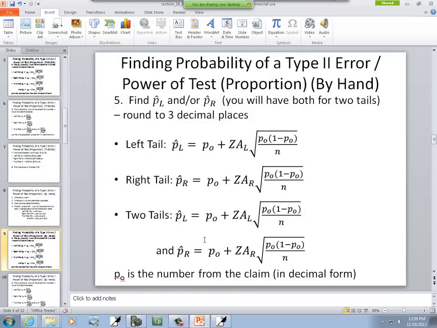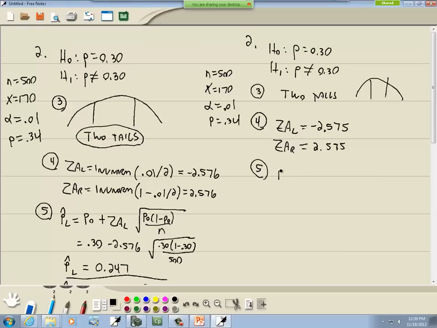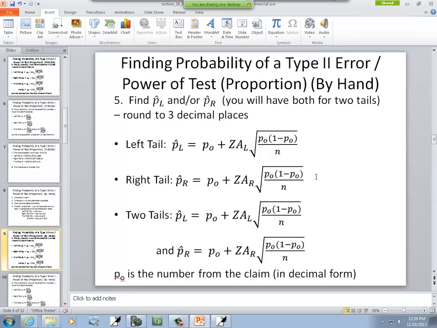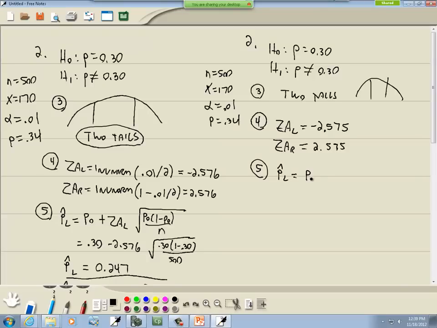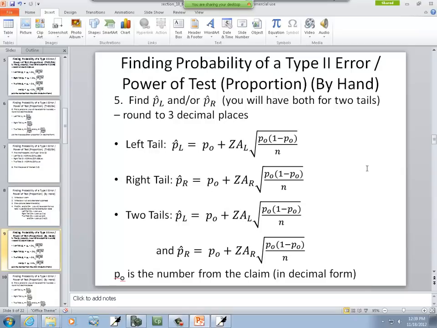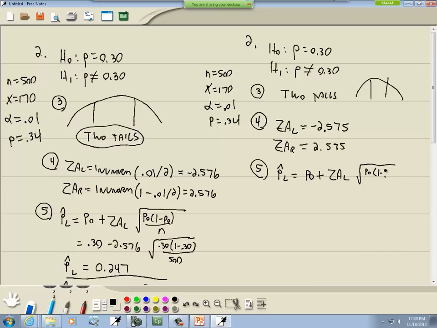Okay. Two tails. We're going to find P hat sub L. So P hat sub L is going to equal P naught plus ZA sub L times the square root of P naught times 1 minus P naught divided by N. P naught is a number off of our claim, which is 0.30, plus ZA sub L, which is negative 2.575, square root of 0.30 times 1 minus 0.30, divided by N, which is 500.